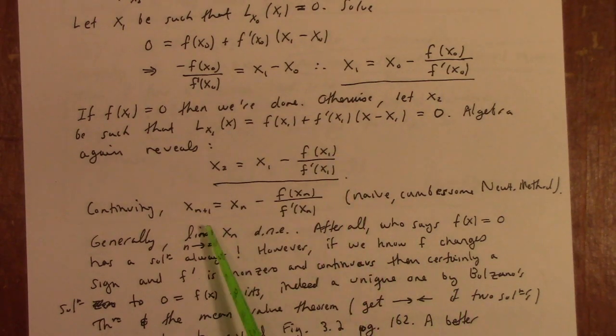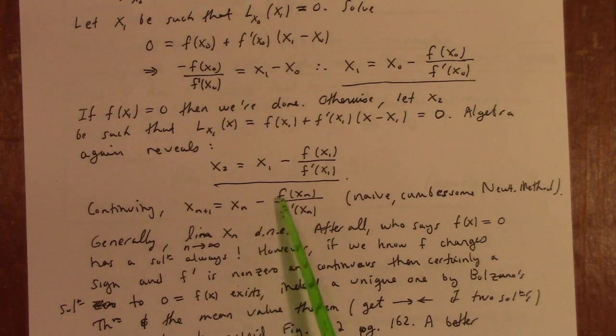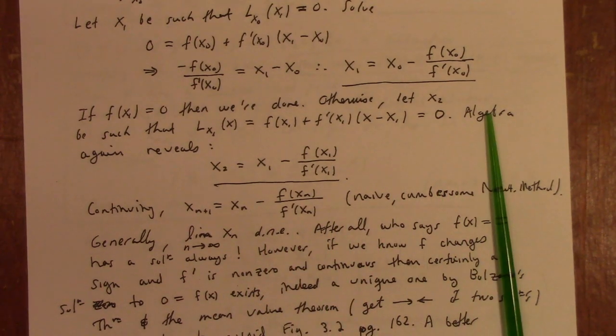So this suggests that you should iteratively define x_{n+1} = x_n - f(x_n)/f'(x_n). Now, this is what Edwards calls naive Newton's method. It's cumbersome, and generally speaking, the limit doesn't even exist. I mean, you know, the standard example.